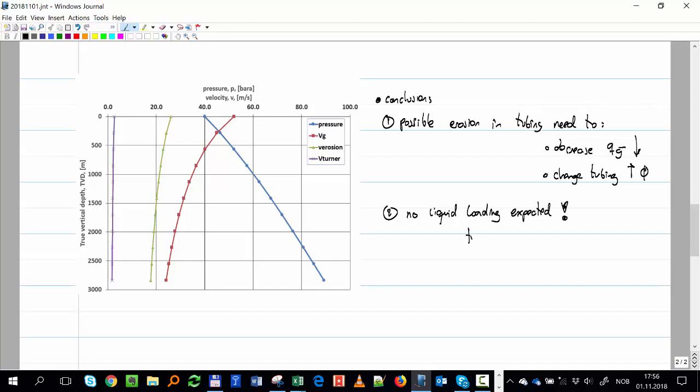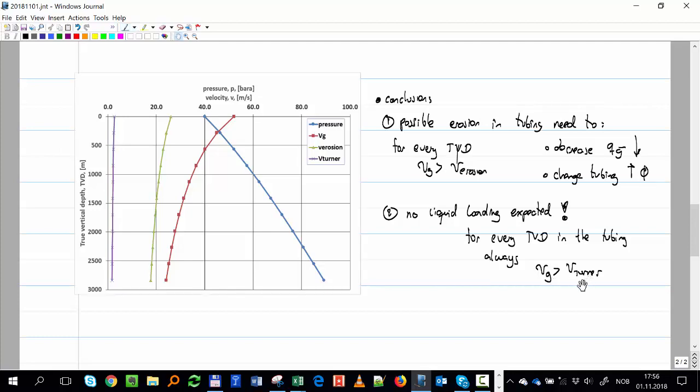Because for every TVD in the tubing, V gas will always be bigger than V Turner. Okay, that's the solution. And here, for every TVD, the V gas is actually greater than V erosion. Okay, in one case is something good, in one case is something bad.